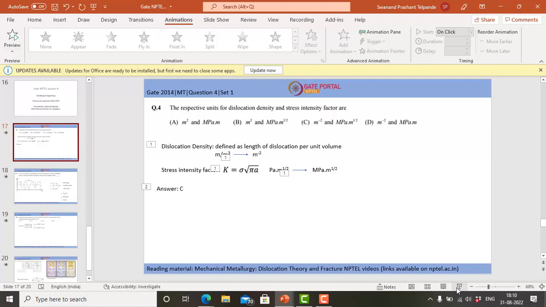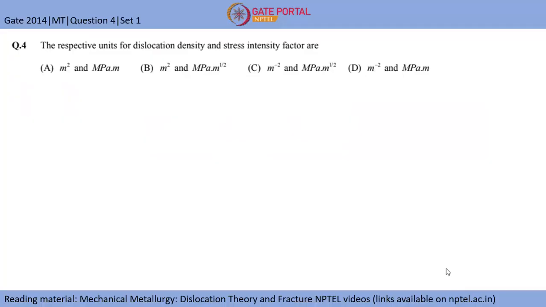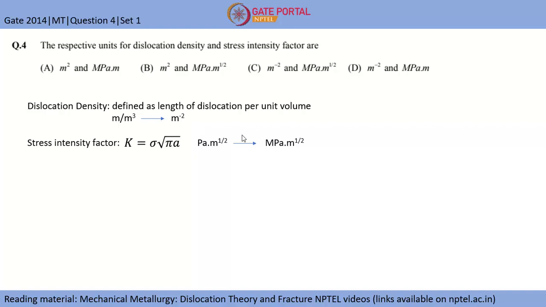The dislocation density is defined as length of dislocation per unit volume. So the length is in meter and unit volume is meter cube. So meter by meter cube will be 1 by meter square, which you can write as meter raised to power minus 2. And the stress intensity factor, which is K, is defined as a function of stress as well as root of pi A. Hence the stress unit is MPa, Newton per meter square.